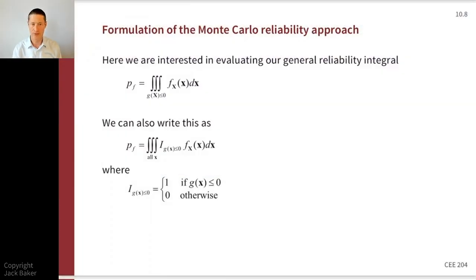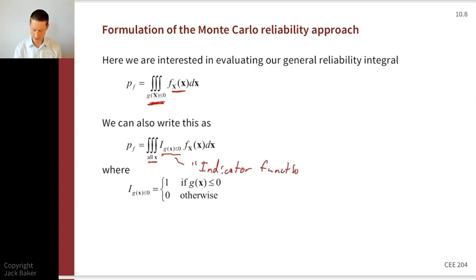Okay, so we're interested in this general reliability integral, this top equation. This is the one we've been looking at all quarter. And we said, we're going to take an integral of the joint PDF of x over the g of x less than 0 domain, over that failure domain. There's another way to write this, which even for the integral cases is not bad, but for Monte Carlo is particularly useful. Instead of integrating over a specific domain of x's, I'm going to integrate over all x's, but we're going to put in what we call an indicator function.